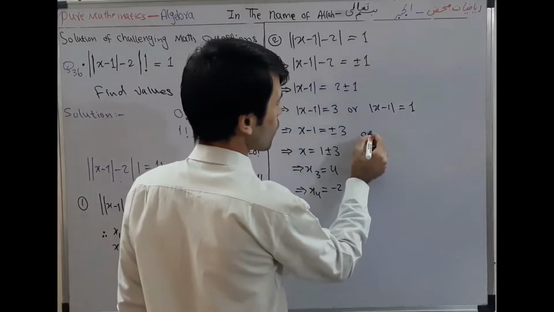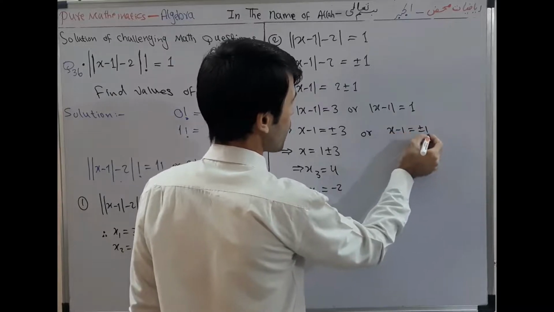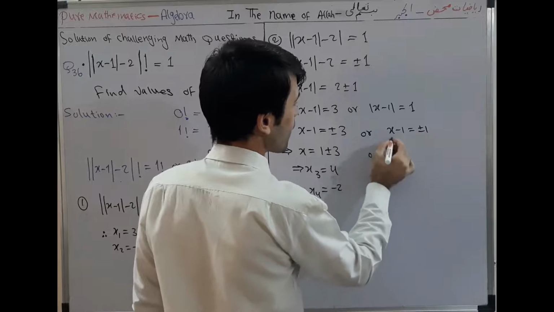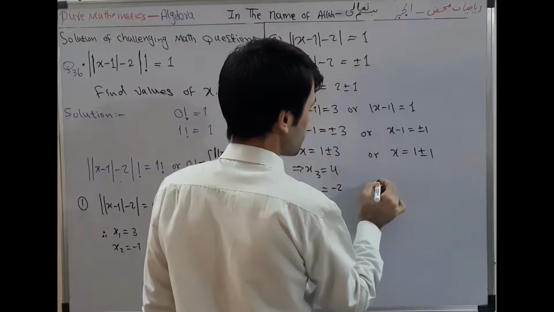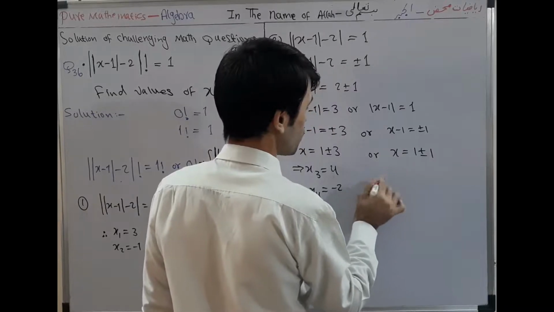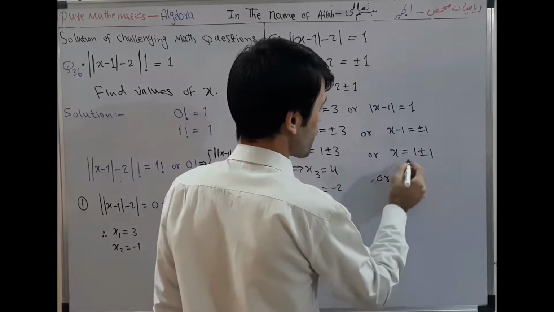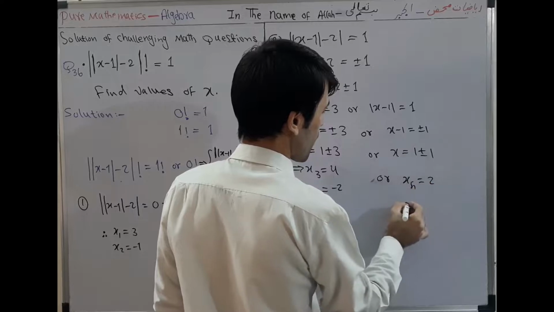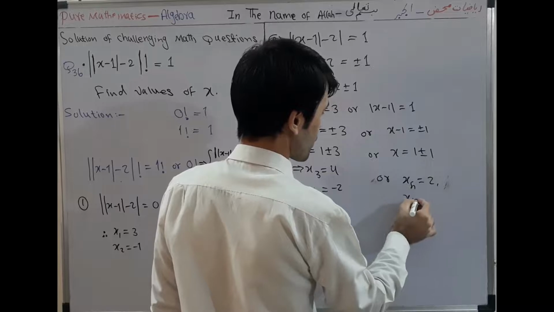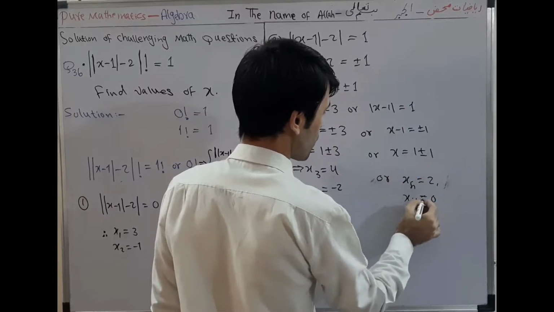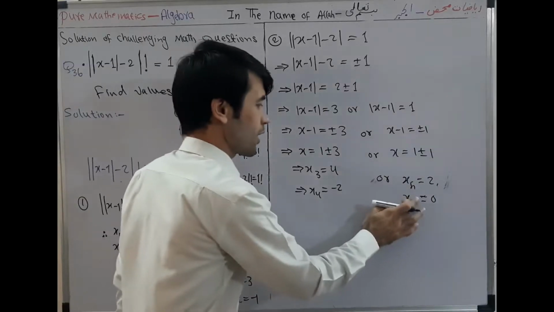From here, for x minus 1 is equal to plus or minus 1, x is equal to 1 plus or minus 1. x5 is equal to 1 plus 1, which is 2. x6 is equal to 1 minus 1, which is equal to 0.